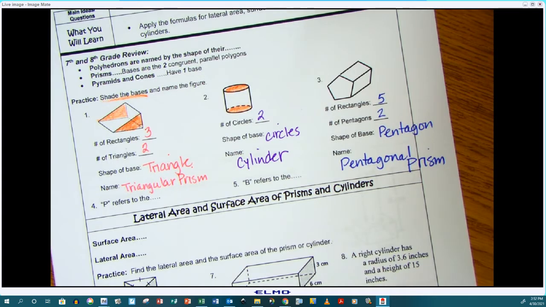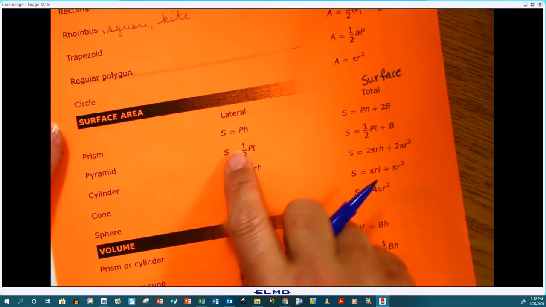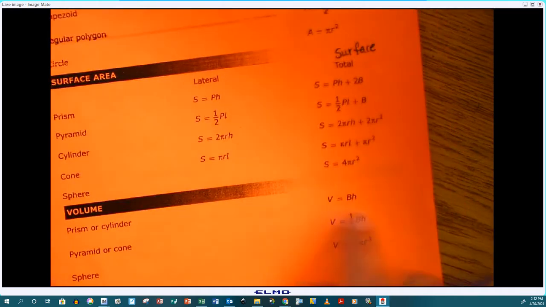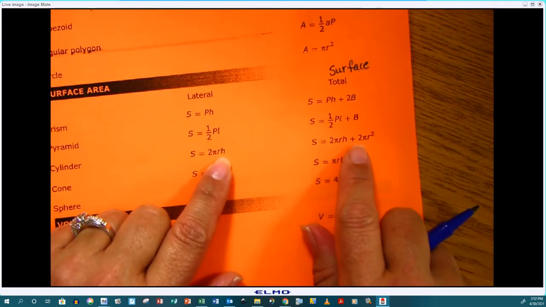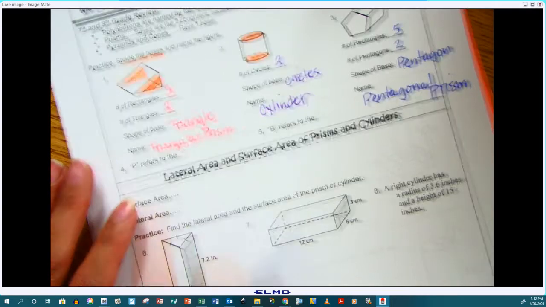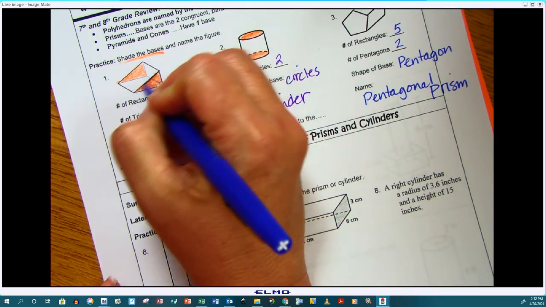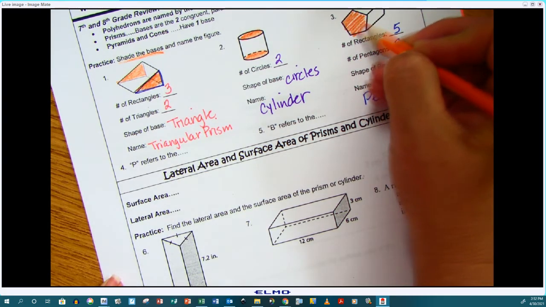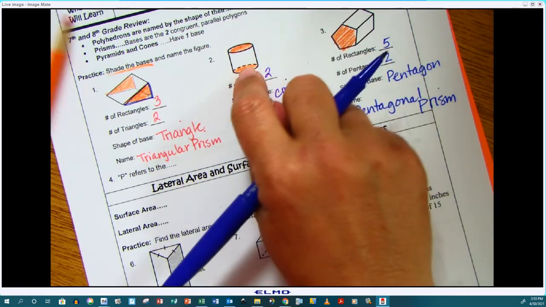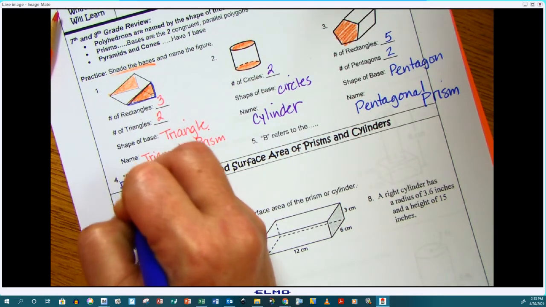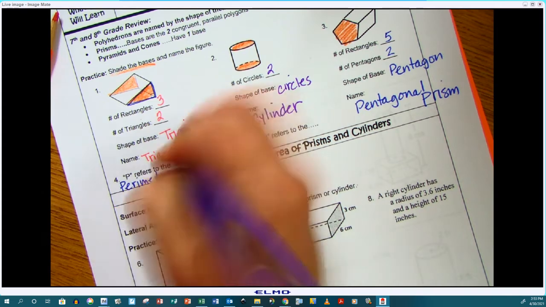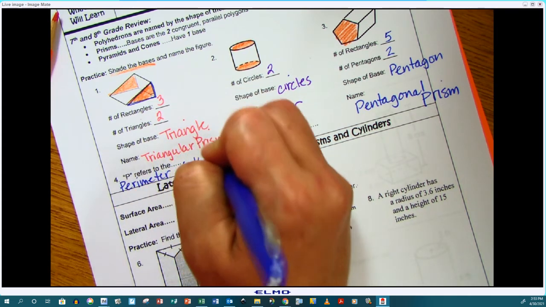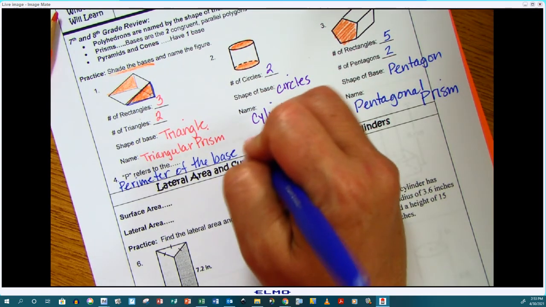Now, when you're looking at your formula chart, when you look at surface area and volume, you see there's P's, there's H's, and there's B's. That's all that's really located here, other than your radius and your height. You see a lot of P's and a lot of B's. Well, that's because P is for the perimeter of the base. So this figure right here that we shaded, whatever it is that you shade, that's what you need to find the perimeter of. So this is the perimeter of the base. Big B stands for the area of the base.